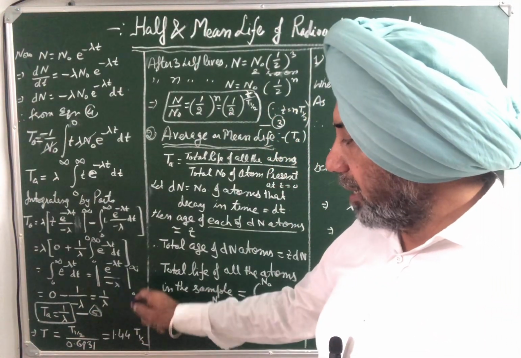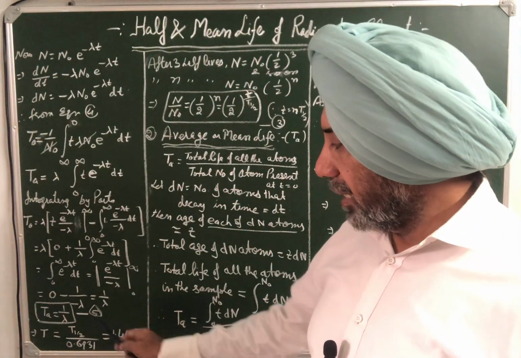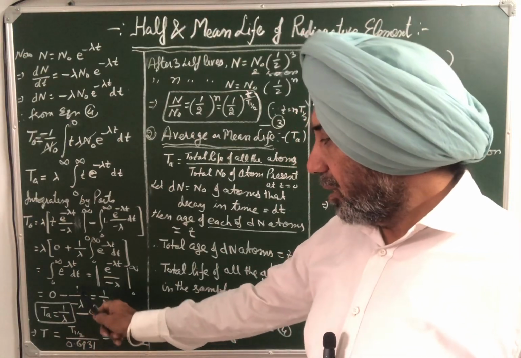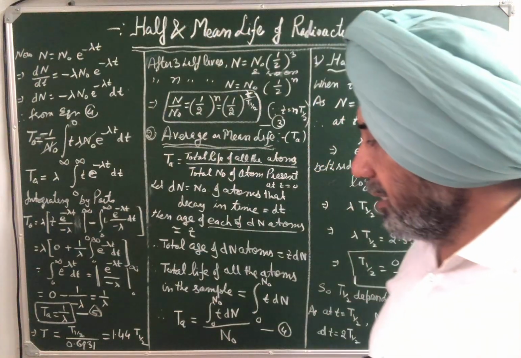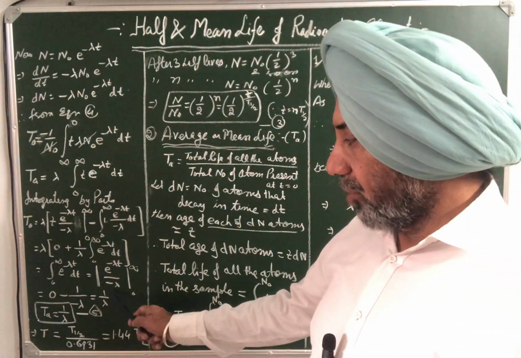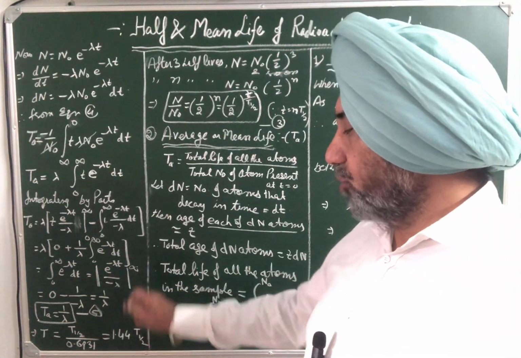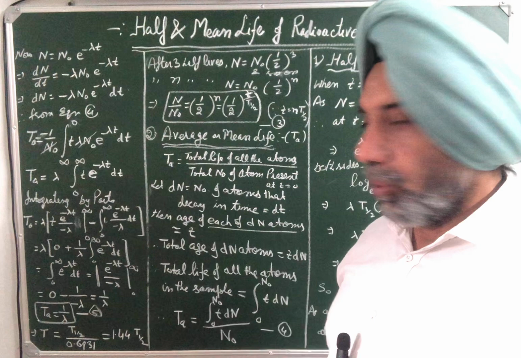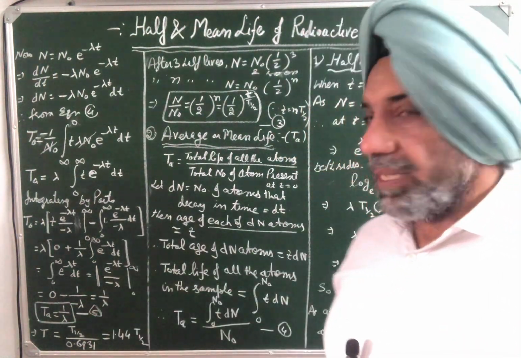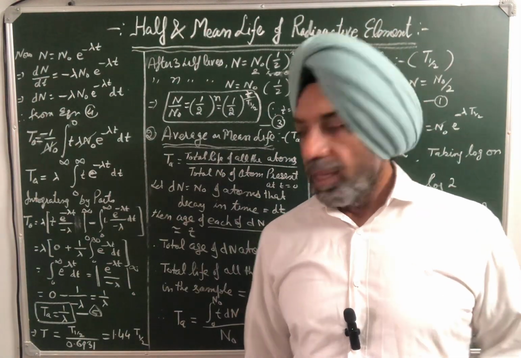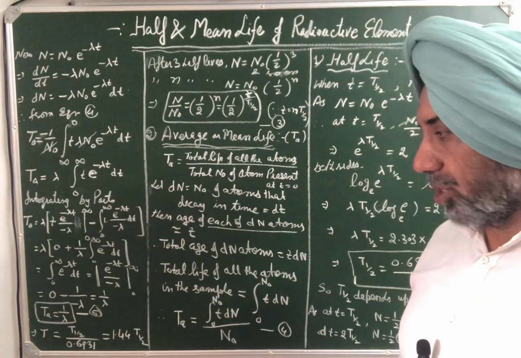Integration will be e raised to minus lambda t upon minus lambda. Put upper limit infinity, then lower limit 0, it will be 0 minus 1 upon minus lambda. So this cancels, and we have 1 by lambda only, because e raised to 0 is 1 and e raised to minus infinity is 0. So it comes out to be t average is equal to 1 upon lambda. It means average life or mean life is defined as the reciprocal of the decay constant or disintegration constant.